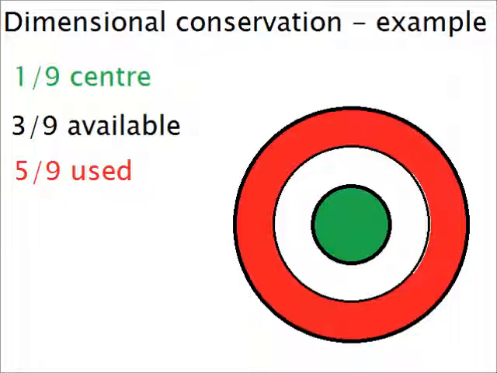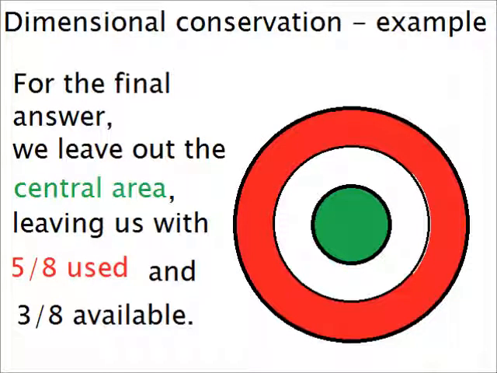The same applies to the circle, which has the same one-dimensional description. We have 1/9 of the centre, we have 3/9 available and 5/9 used. If we take away the central area, we have 8 parts for the final answer, leaving us 5/8 were used and 3/8 were available.